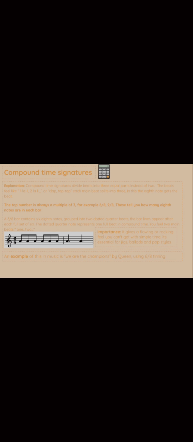A 6/8 bar contains 6 eighth notes, grouped into 2 dotted quarter beats. The bar lines appear after each full set. The dotted quarter note represents 1 full beat in compound time. You'll feel 2 main beats. The importance is that it gives a flowing or rocking feel you can't get with simple time. It's essential for jigs, ballads, and pop styles.